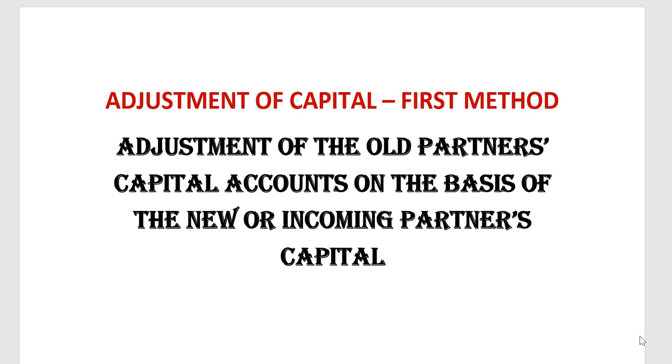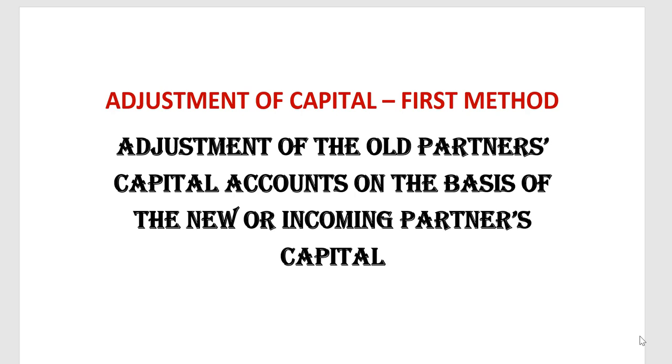In this chapter of admission of a partner, you may encounter two methods of adjustment of capital sums. In this video, we will discuss the first method: adjustment of the old partners' capital accounts on the basis of the new or incoming partner's capital. That is, we will have to adjust the old partners' capital accounts based on the capital which is brought in by the incoming partner.